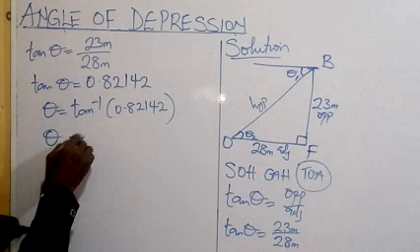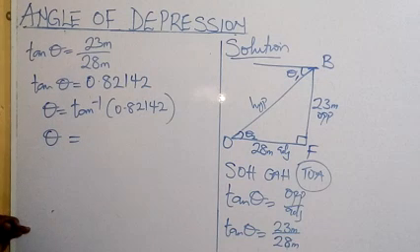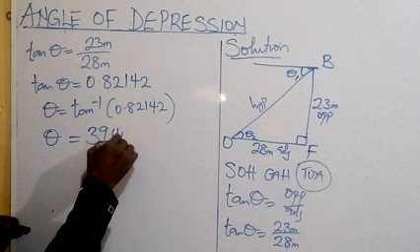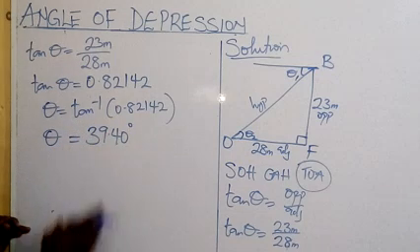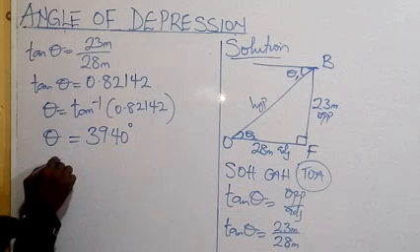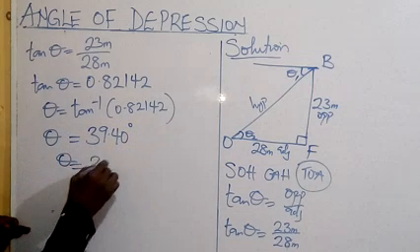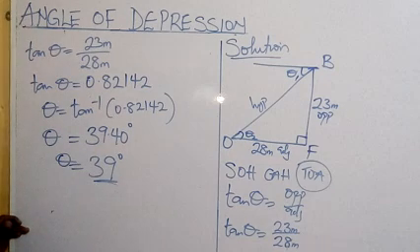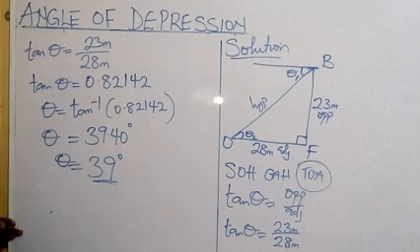Therefore, the value of this will give us 39.40. We have 39.40 degree because we are talking about angle. So therefore, we can leave our answer as 39 degree to the nearest whole number. That is our final answer. All right, let's look at another example under this.